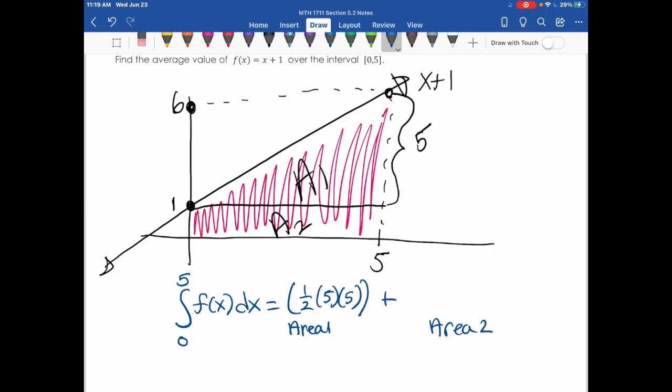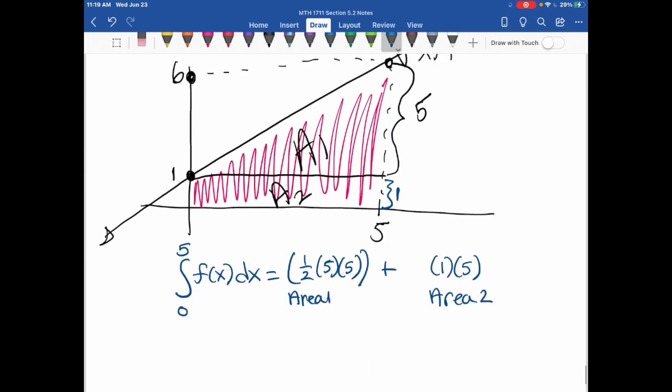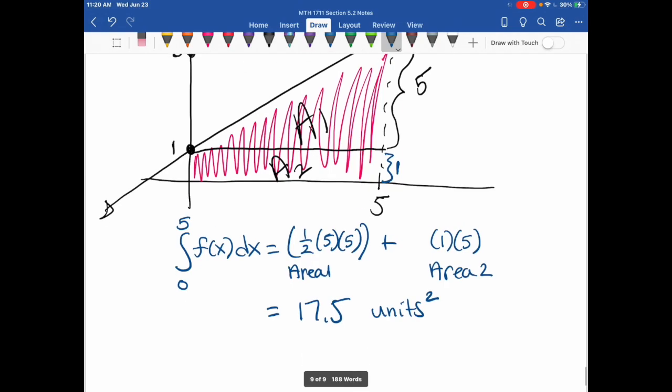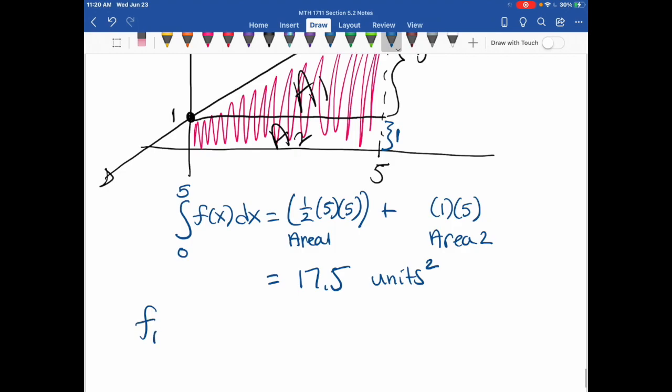And then we're going to add it to area 2, which is just a rectangle. And the area of a rectangle is length times width. Now the width is 1. And the length is 5, so for area 2, length times width, which is 1 times 5. When we add that up, we're going to get an area of 17.5. And then that's units squared. Whatever the units are, we're going to square them. So we know that the area under the curve from 0 to 5, the total area, is 17.5.